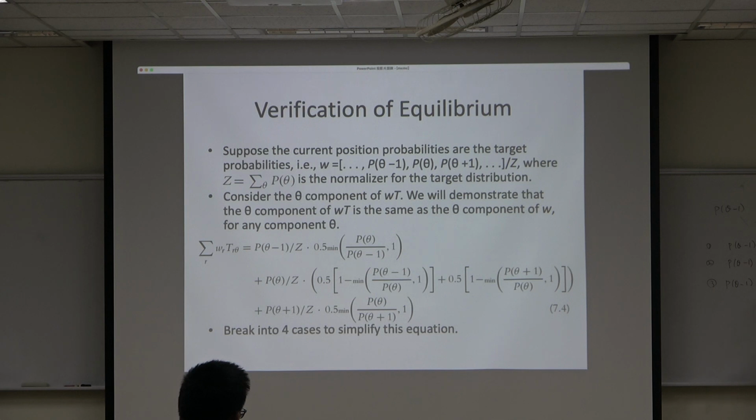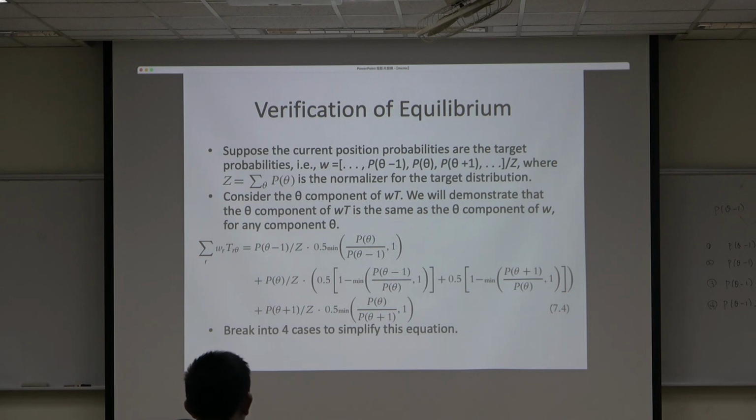The third one is P of theta minus 1 is larger than P of theta, and P of theta is also larger than P of theta plus 1. The fourth case is P of theta minus 1 larger than P of theta, but P of theta is smaller than P of theta plus 1. So in the fourth case, we know P of theta is the smallest among the three, but we don't know the relationship between P of theta minus 1 and P of theta plus 1. Which one is bigger? We don't know.